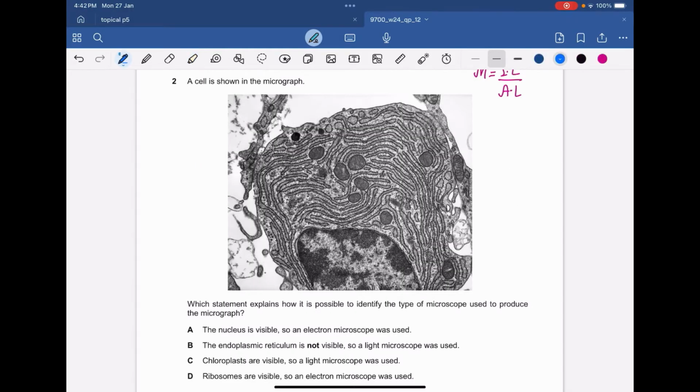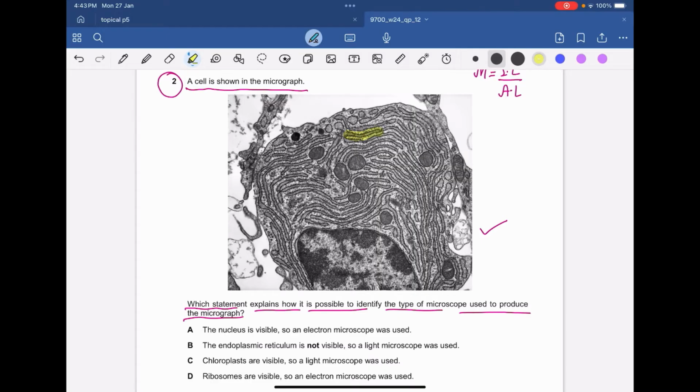Now let's move on to question number 2. Let's see what they are asking us in this question. A cell is shown in the micrograph. So this is a micrograph given to you, and they are asking which statement explains how it is possible to identify the type of microscope used to produce the micrograph. We can clearly see these structures, let me highlight them.